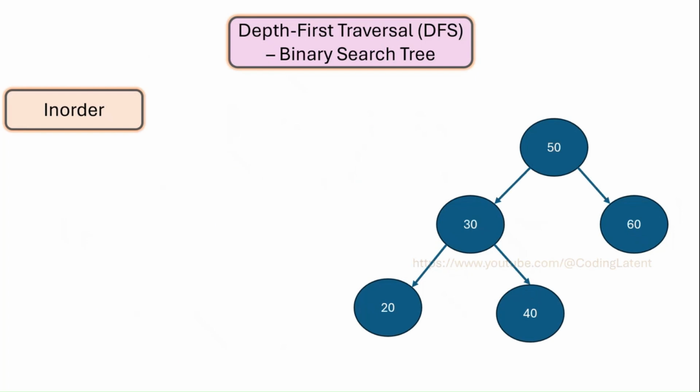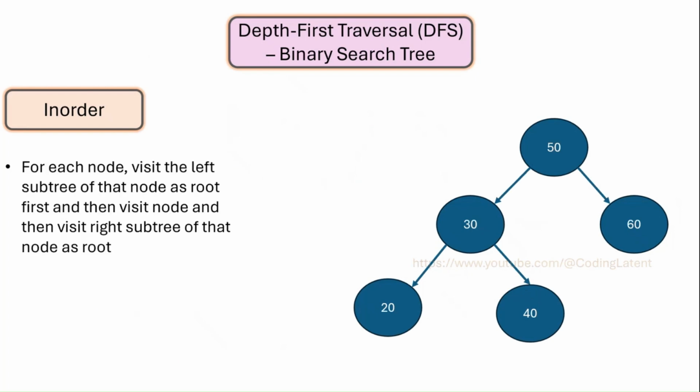So let's understand the in-order traversal for binary search tree. In in-order traversal, for each node, we visit the left subtree of that node first, and then visit that node, and after that we visit the right subtree for that node as a root. So let's understand with this example. So we'll start from the root of the tree, which is 50.